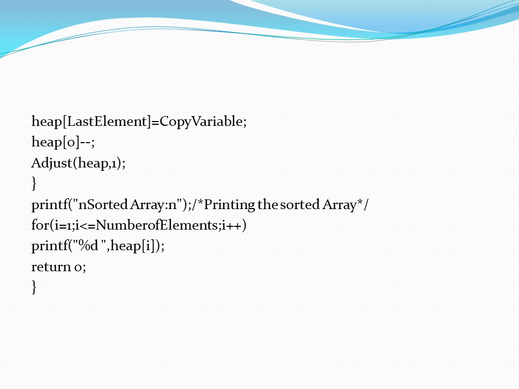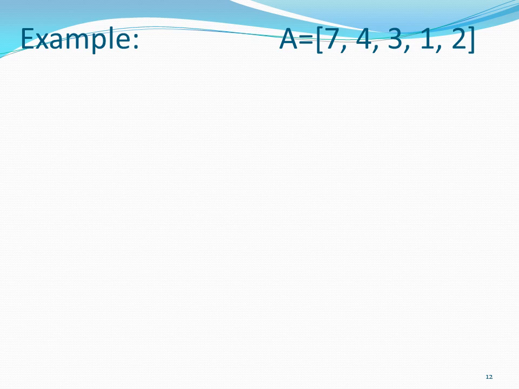After heapifying, again we are removing the first element by exchanging the first element with the last element and removing one node from the heap. Again, the heapify procedure is applied to arrange the elements in the heap. After completing the loop, that is, after all the elements are removed from the heap, we are displaying the heap values. That is the sorted values. This is the example for heap sort.